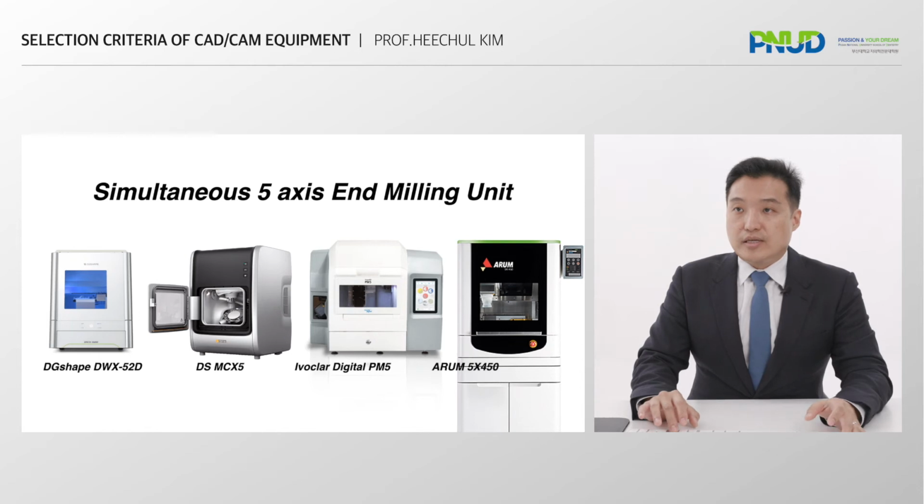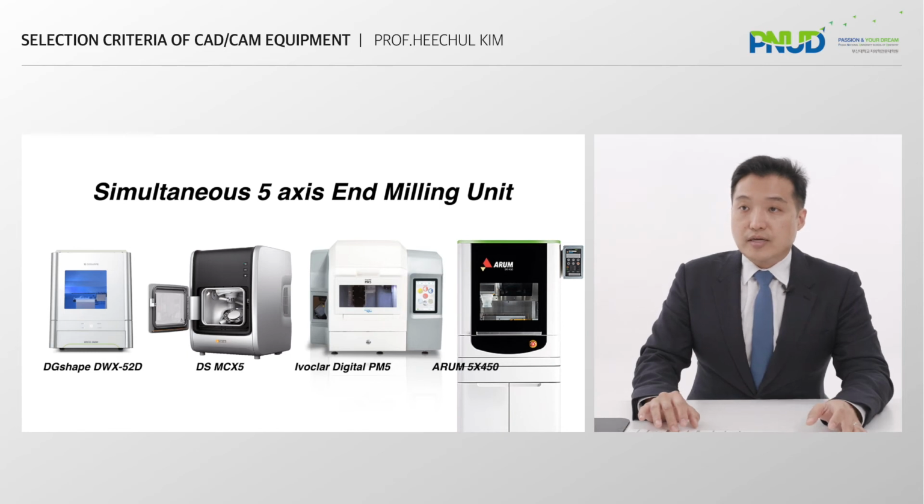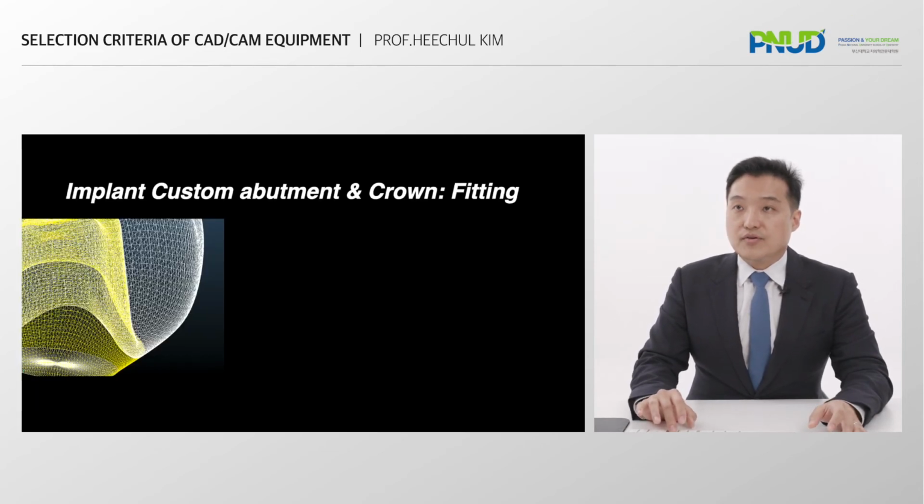Dry milling units only mill soft materials such as PMMA and zirconia. Wet milling units are large and the installation conditions are difficult, but it is possible to mill ceramic, titanium, and chrome cobalt metal as well as customized abutments. The design and fabrication of an abutment and a crown at the same time is the most ideal modelless process.